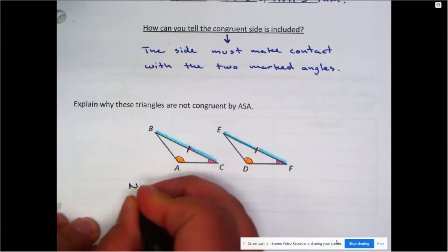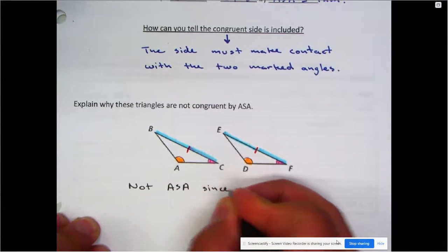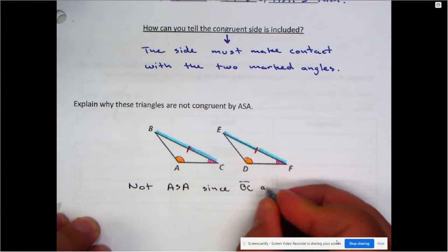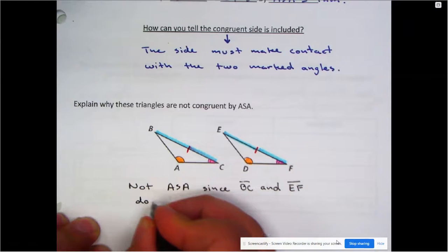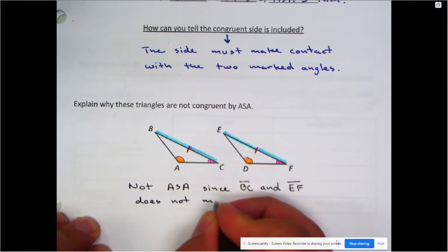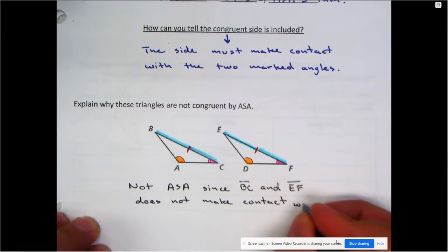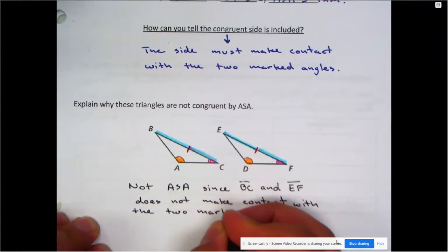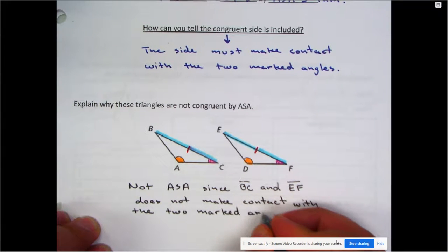So we're going to say it's not angle side angle since, look at this side, BC, so side BC or segment BC and segment EF does not make contact with the two marked angles. And if that's the case, then we're basically saying it's not the included side. So it is not the included side. Because of that, we cannot use ASA.